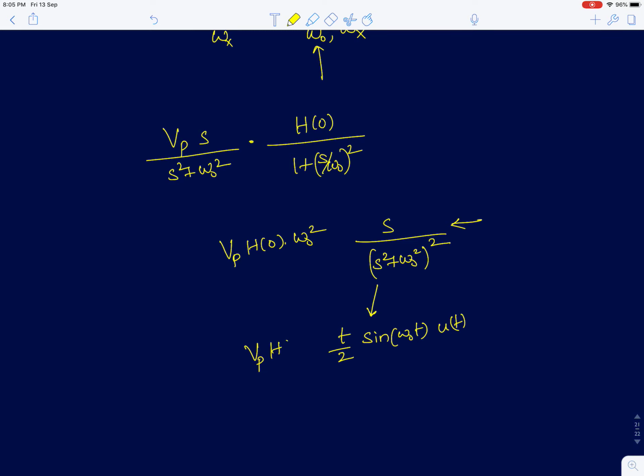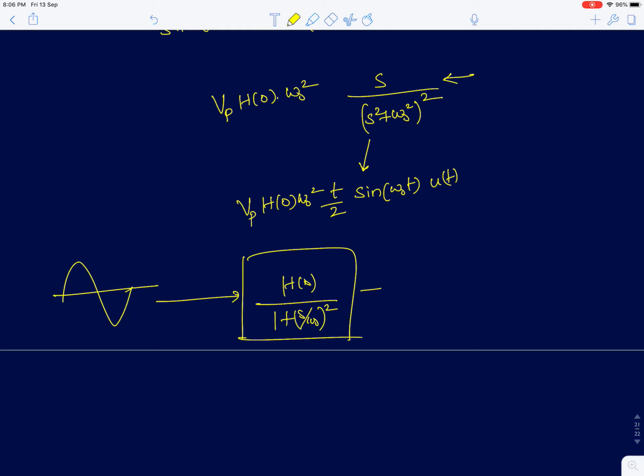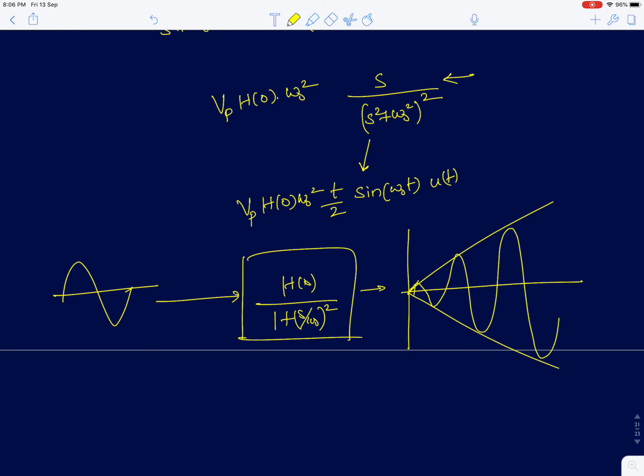and we'd get, so if I feed a sinusoid as an input to the system, so this system is a low pass system with a resonant frequency at omega naught. If I feed a sinusoid here, what we are going to get is a linearly growing sinusoid. It starts at 0, and then the amplitude would increase linearly as time increases. Okay, so that's what we are going to get here, and we also gave an intuitive explanation for this in one of the previous lectures.